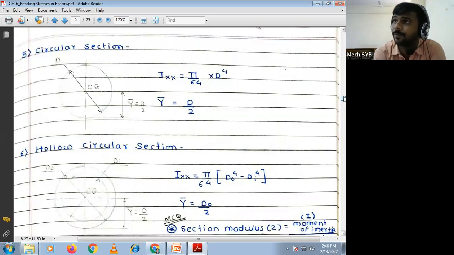Circular section and then the last formula, hollow circular section. There are two diameters, external diameter and internal diameter. My external diameter is represented by DO. DO means outside diameter and DI means inside diameter. Draw the figure also for the second, hollow circular section. The outside diameter DO, inside diameter DI.